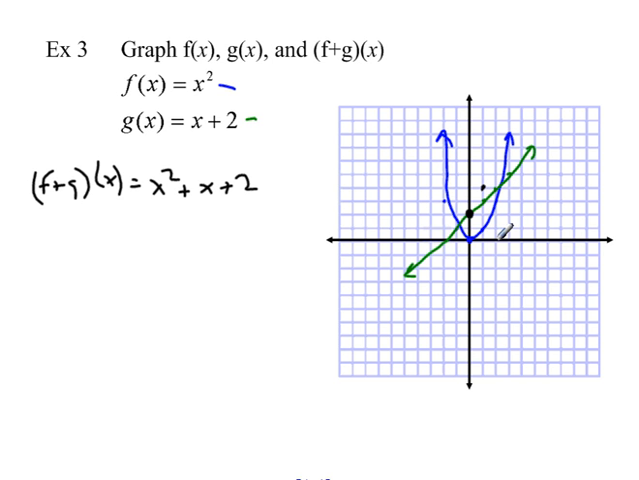When x is 2, the blue graph goes up 4. The green graph goes up 5. Add those together, we get 9. So there's going to be a new point here. When x is negative 1, the blue graph goes up 1. The green graph goes up 1. So 1 plus 1 is 2. There's going to be our new point. When x is negative 2, the blue graph goes up 4. The green graph goes up 0, so 4 plus 0 is going to be right here.